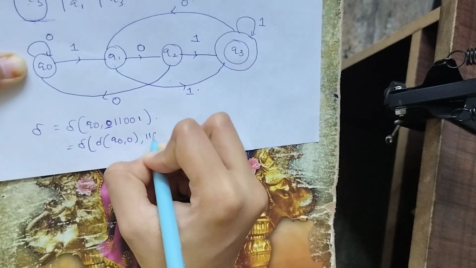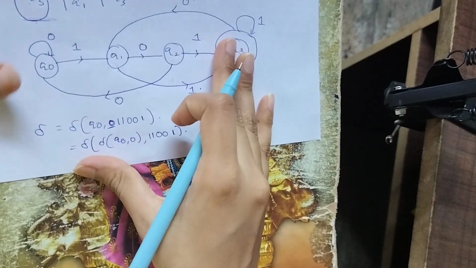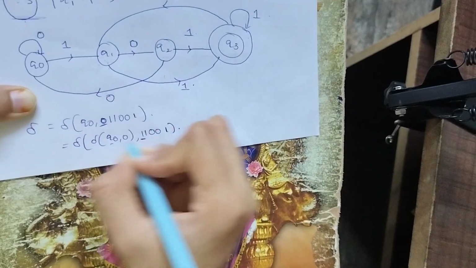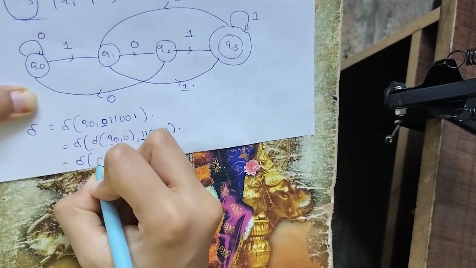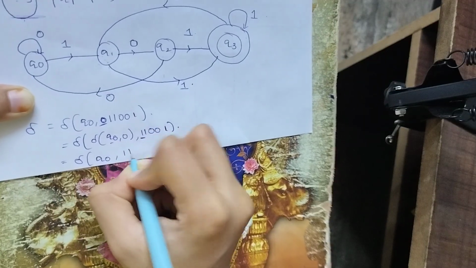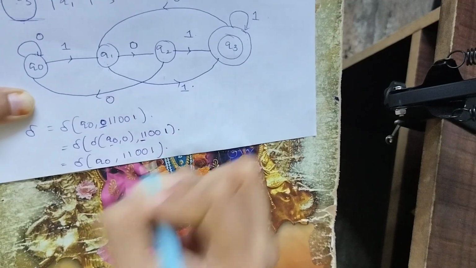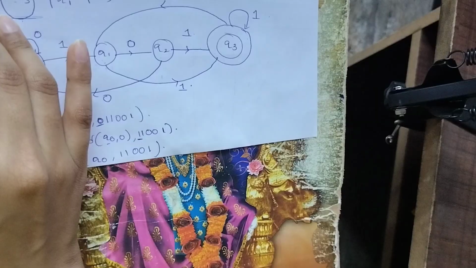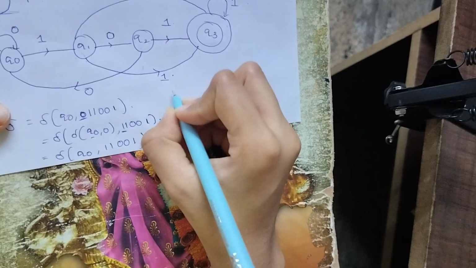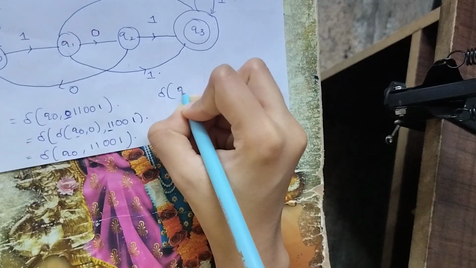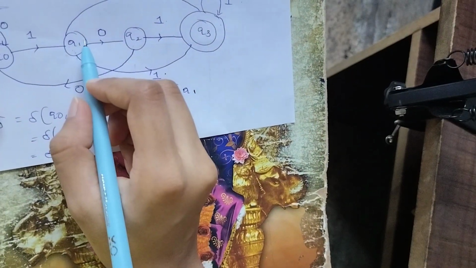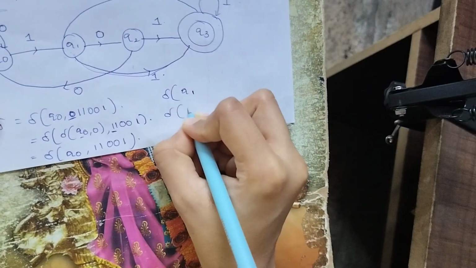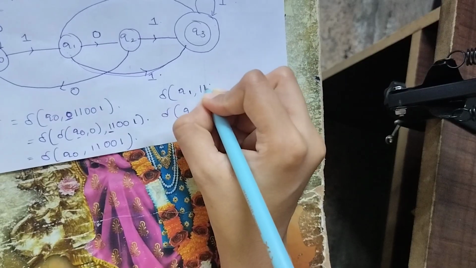Now we write 1 1 0 1. Again we see from Q0, 1 is going to Q1. So delta of Q0 comma 1 1 0 1, we write in this way. Like that we see whether every string is moving or not. Again from Q1, 1 is going to Q3. So here we write Q3 and the remaining string.